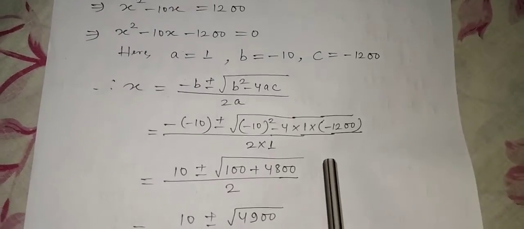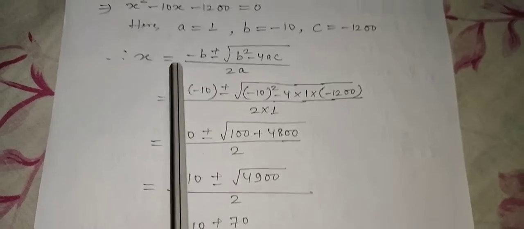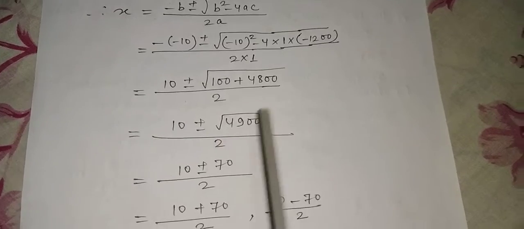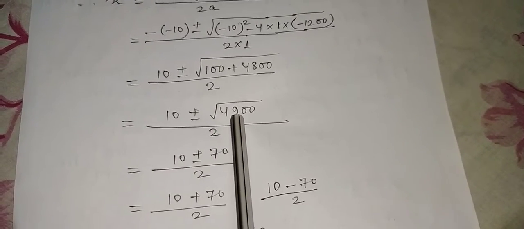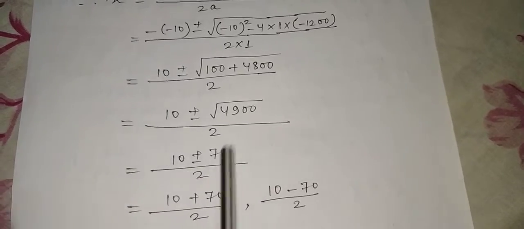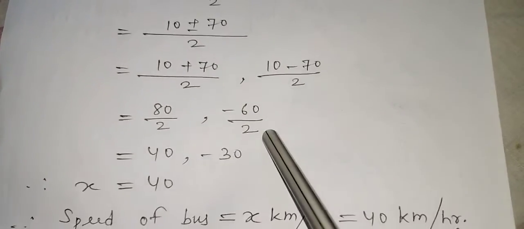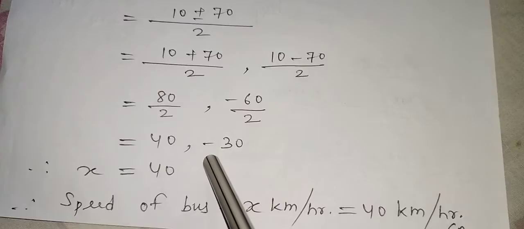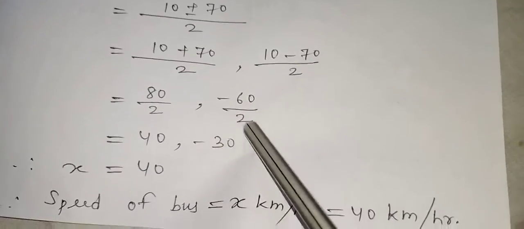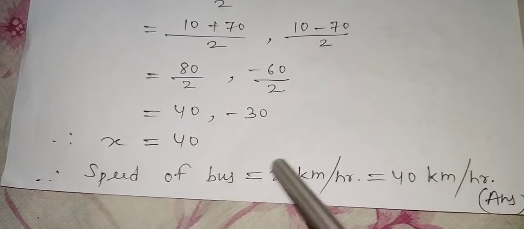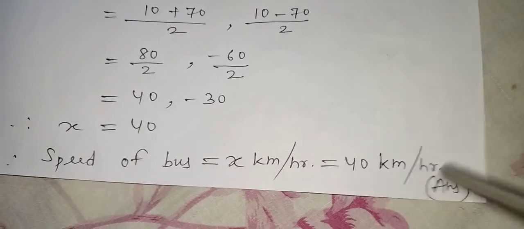When I put the respective values of a, b, c, I got this result: 10 plus minus root over 4900, by 2. Actually root 49 is 7, but when there are double zeros, one 0 will come out. That means root over 4900 will become 70. Very simple. From 49 I can decide it will be 70. So plus minus is separated. My result is 80 by 2 and minus 60 by 2. Finally I got 40 comma minus 30. But the speed of the bus cannot be negative. So my result will be x equal to 40. So I can say the speed of the bus is x kilometer per hour, so the x value is 40 kilometer per hour.